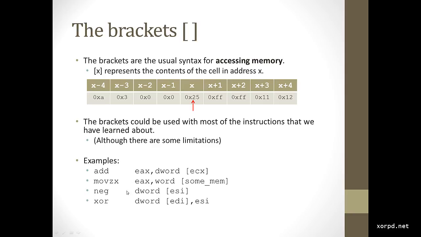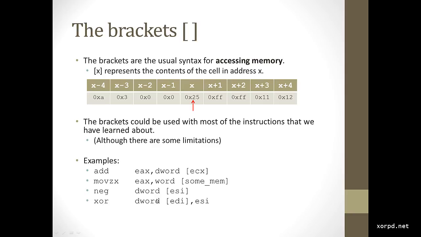Another example, neg D-word [ESI]. This instruction actually reads the memory and also changes the memory. It reads 4 bytes beginning from address ESI as one D-word, and then it performs 2's complement over this D-word and stores it back into this location, into address ESI.